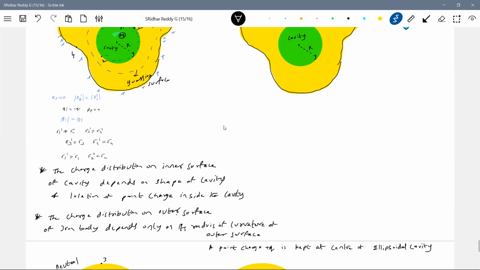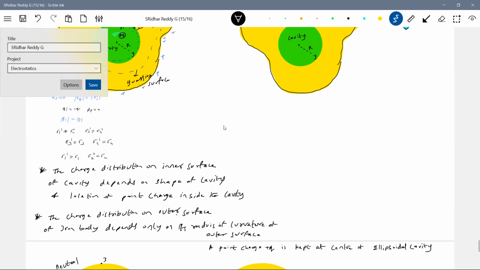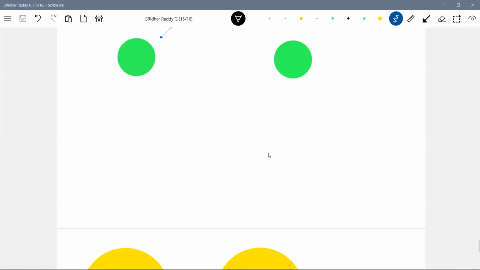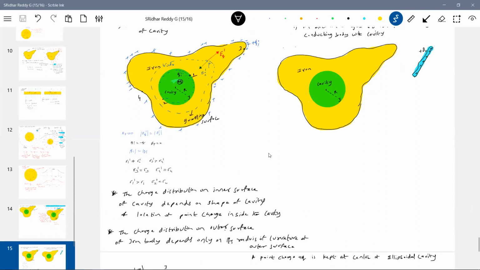Okay, fine. So if you move point charge inside the cavity, what happened to charge distribution on outer surface will not change. On inner surface of cavity will change. Then finally, there's the one thing. How much of charge will be there? Total charge will be minus Q. If you keep plus Q, minus Q, plus Q. Getting this idea?